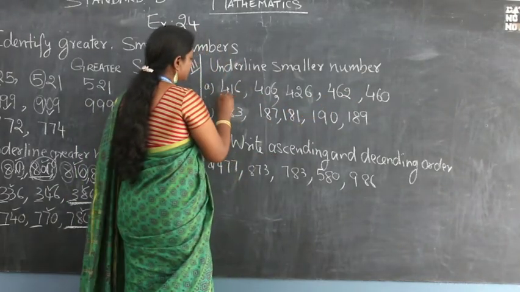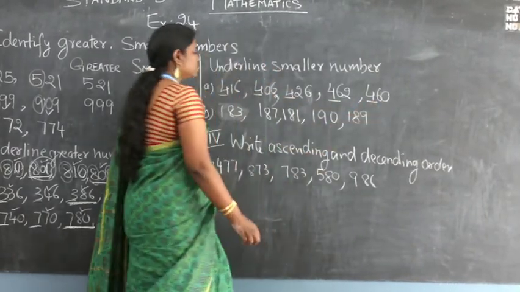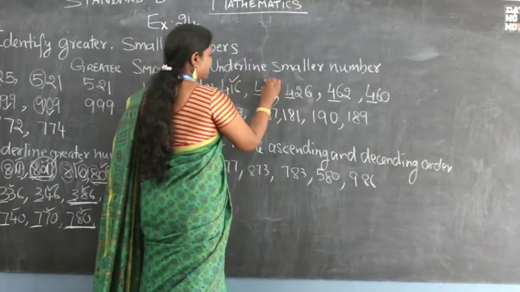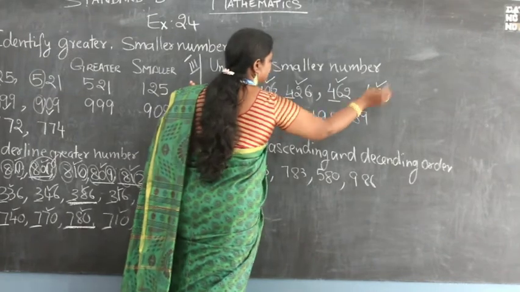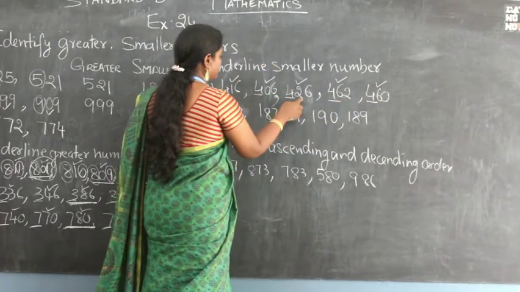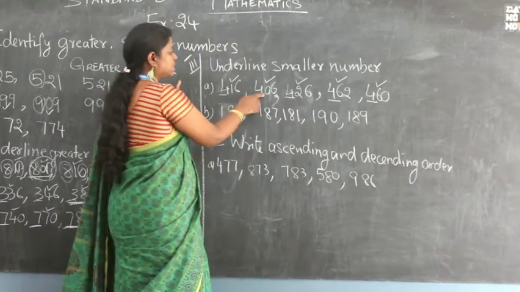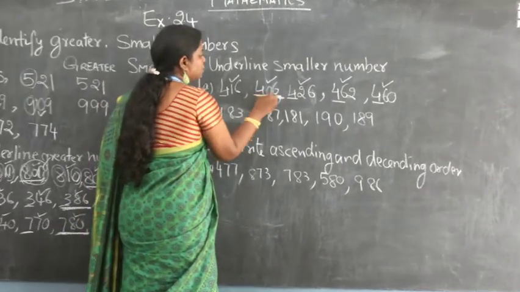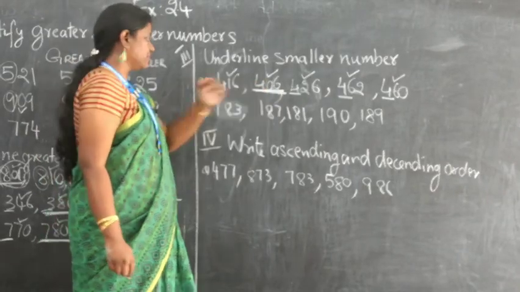Now we see that all the first numbers are 4. So again we have to go to the second number. Here the second number is 1, here it is 0, here it is 2, here it is 6, and here again it is 6. So 6 and 6 are bigger, but the smaller ones are 1, 0 and 2. Among 1, 0 and 2, which one is the smallest? 0 is the smallest. So we are going to underline that. Okay, so 0 is our smallest number. 406 is our smallest number.